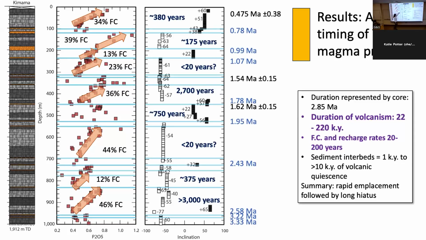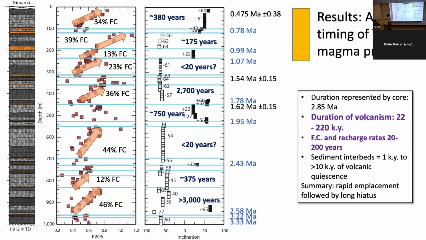Instead of volcanism occurring over the 2.85 million years that this drill core represents, using our paleomagnetic and argon-argon and uranium-lead linear accumulation rate, we can see that it's much quicker, 22,000 years to 220,000 years of volcanism represented. And those fractionation and recharge rates occur over rapid timescales as well. And our sediment interbeds represent really long periods of volcanic hiatus.